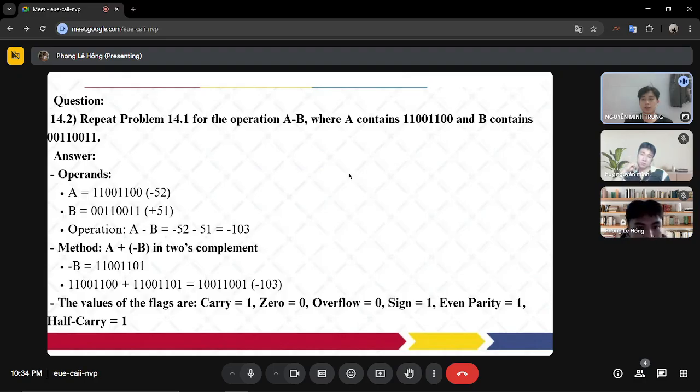Problem 42. Repeat problem 41 for the operation A minus B, where A contains 1100 1100 and B contains 0011 0011. A is 1100 1100, which is minus 52. B is 0011 0011, which is plus 51. So the operation is A minus B.